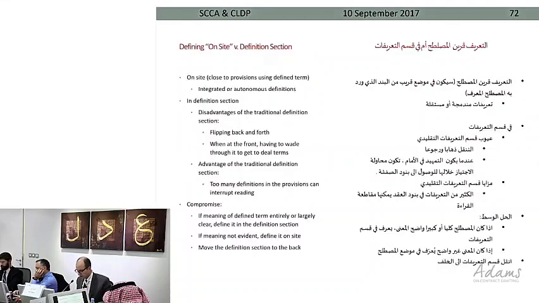Okay. So, in terms of the choice, your choice is whether you define the term on-site or in a definition section. Defining a term on-site means you define it close to the provision that makes the most use of that defined term. Integrated definitions are always on-site because it's in the provision. It's the parentheses that are in the provision. That parenthetical creating the defined term is in the provision, so that's on-site.